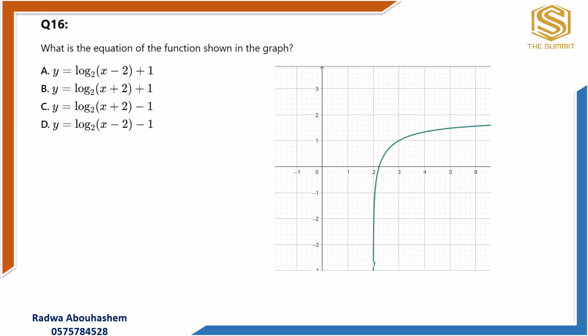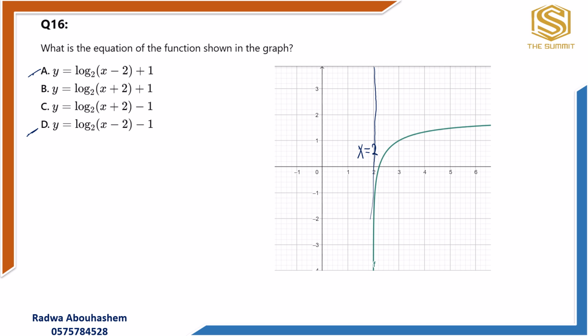Question 16. What is the equation of the function shown in the graph? While you are looking for any logarithmic function, you have to check the asymptote first. Where is the line that your curve does not touch? So here, it would be at x equal to 2, right? So it's in the right direction, so it would be x minus 2. So maybe A or maybe D.